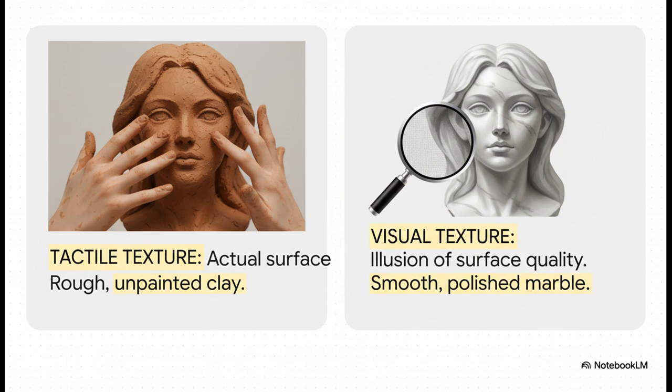And then we have texture. Now, with a sculpture, you can actually reach out and feel it. That's called tactile texture. But in a painting, the artist has to create the illusion of texture. Through really skillful use of lines, colors, and values, they can make something look like rough wood or smooth silk or sharp metal. They're making us feel with our eyes.